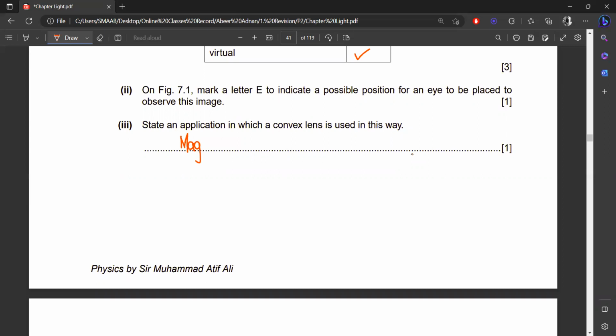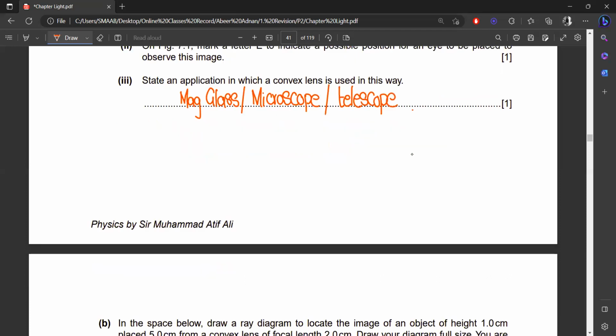We use this in a magnifying glass, or we also use it in a microscope. We may also use it in a telescope, right? So multiple options are there.